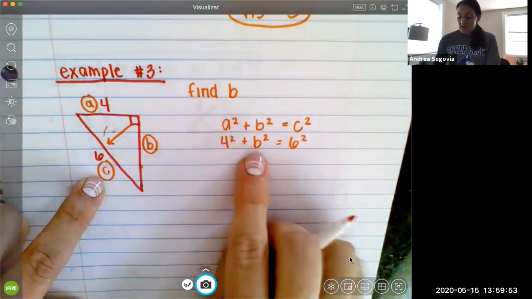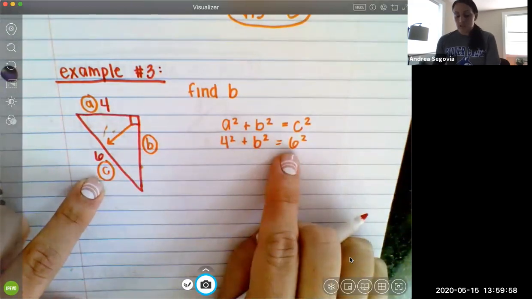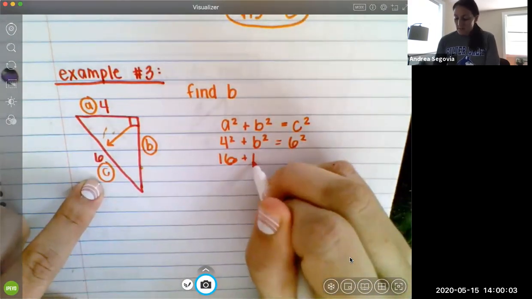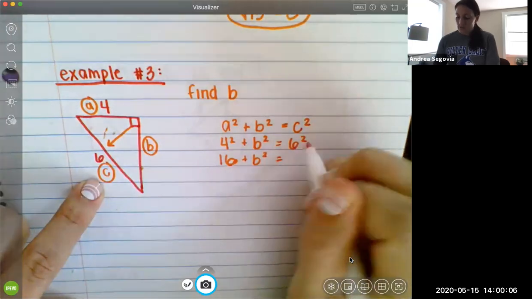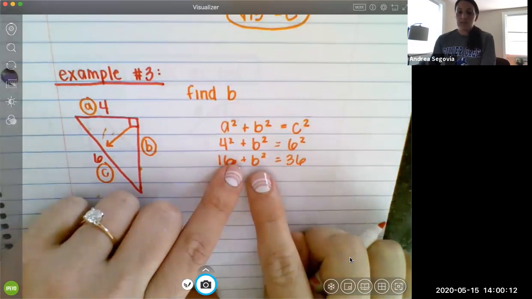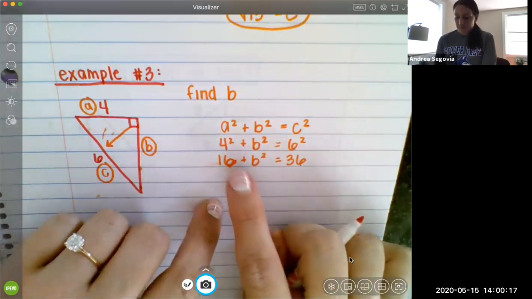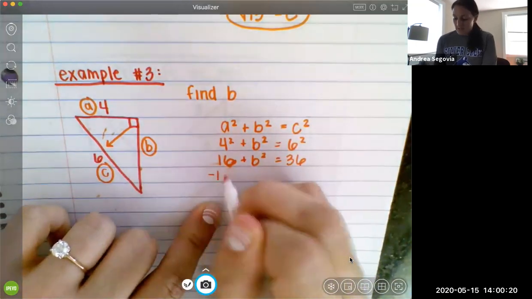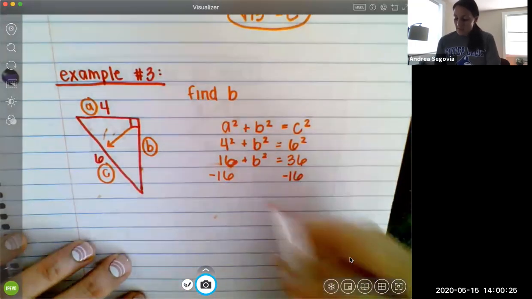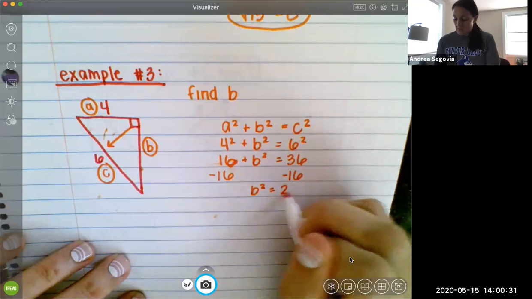All right, now we're ready to do our last step, which is solve for our unknown. This time we're looking for a leg, but we're still going to simplify and solve. 4 squared is 16 plus B squared, we don't know, equals 6 squared, which is 36. Great. Now this one's a little different because I'm trying to get B by itself. So what I notice here is I have to get rid of this 16. How do we do that? We do minus 16 from this side and minus 16 from this side. So what are we left with? B squared equals 36 minus 16 is 20.